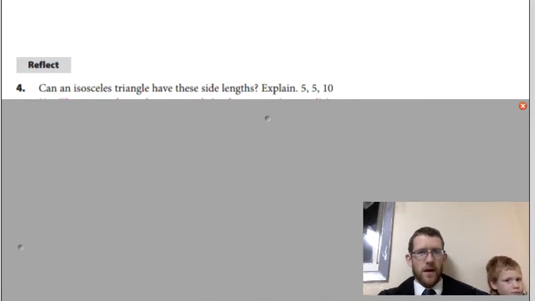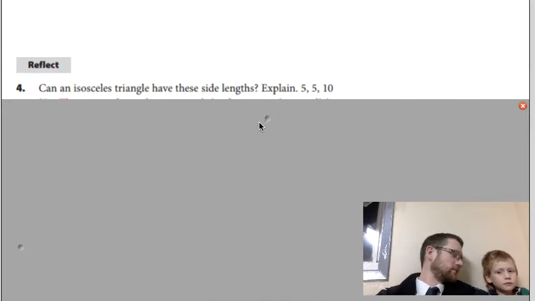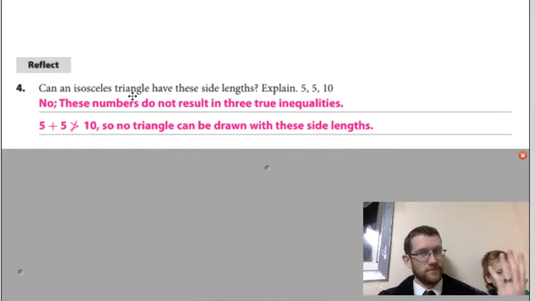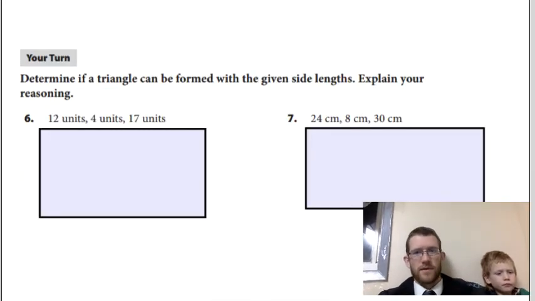Okay. Can an isosceles triangle have the side lengths of 5, 5, and 10? What's 5 plus 5, really? 10. Is 10 bigger than 10? No. So therefore, we can't make a triangle. That easy. Okay, go ahead and do 6 and 7 real quick. So pause here.